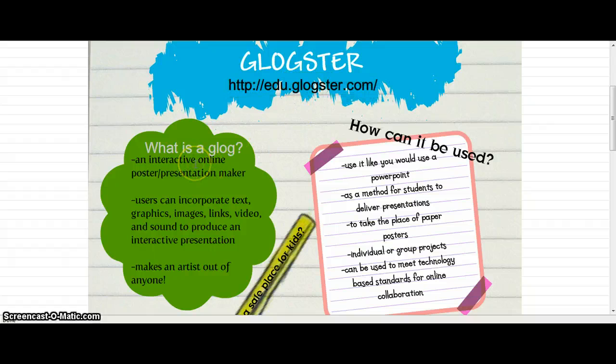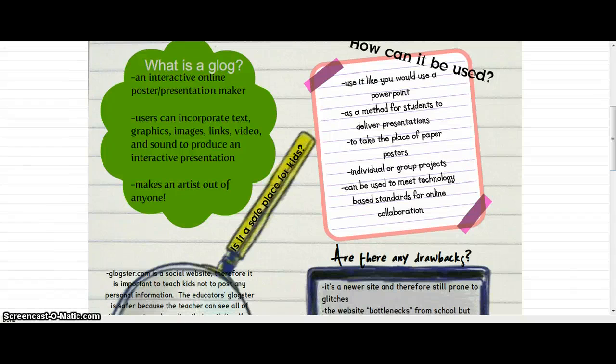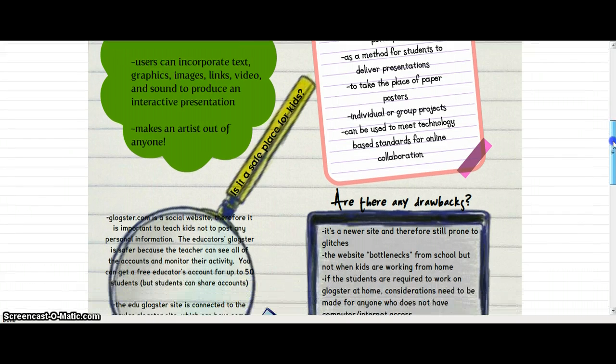So a glog is an online interactive poster and presentation maker, and it makes an artist out of anyone. It really has a lot of interesting fonts and pictures and colors, so the kids have a lot of fun with it, and teachers can have a lot of fun with it, making interactive and really creative, eye-catching presentations for their kids. You can use it like a PowerPoint. You can use it for presentations and projects. You can use it individually or in groups. I did a group project with Glogster. It worked out great. And you can use it to meet technology-based standards for collaboration.